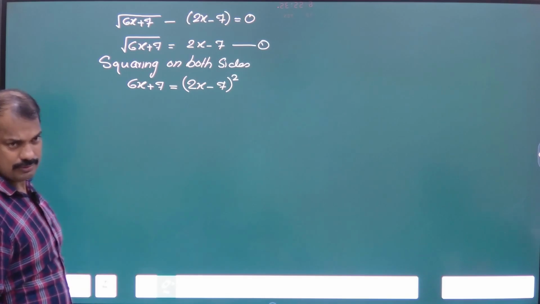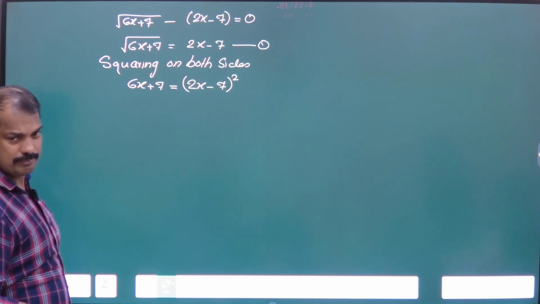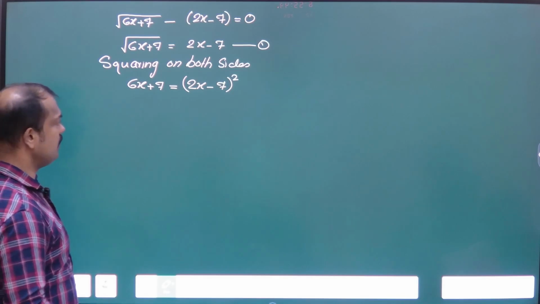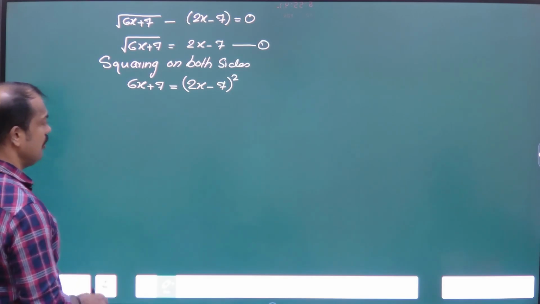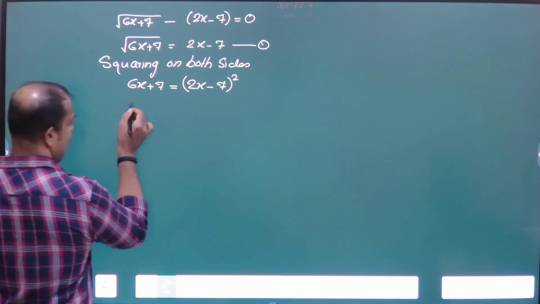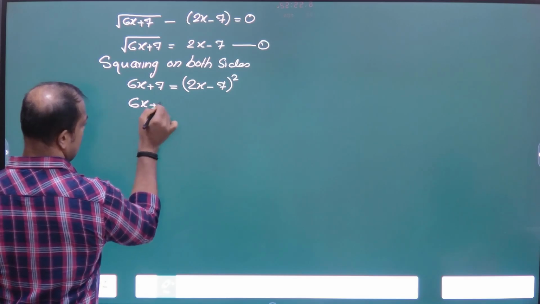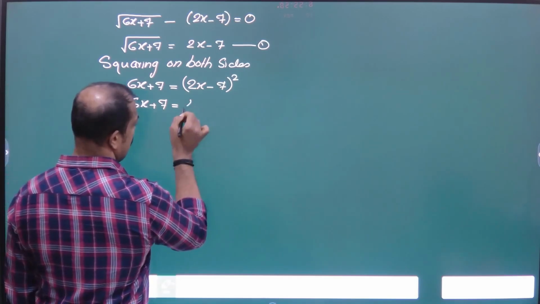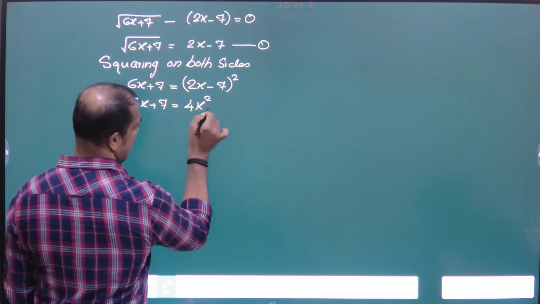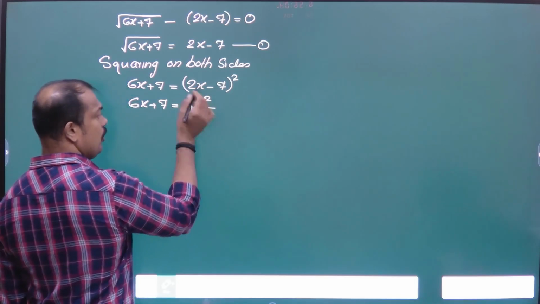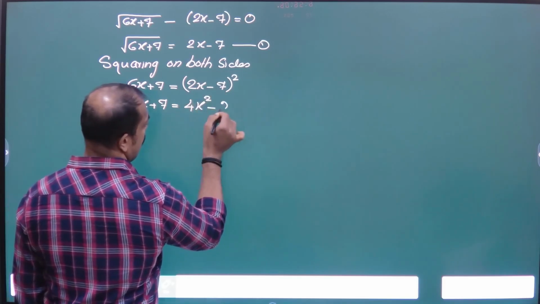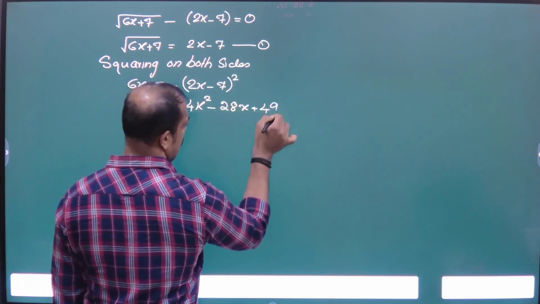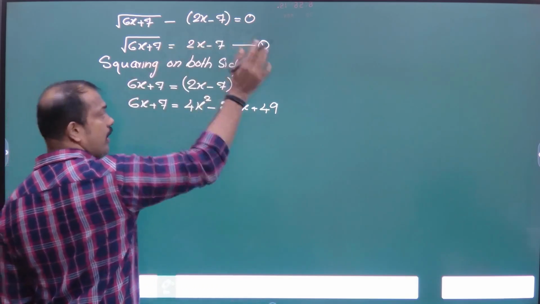2x minus 7 whole square. ये क्लियर है? Next, 6x plus 7 is equal to a minus b whole square. बताओ, 4x square minus 2ab, 2 into 2x into 7 कितना है? 28x plus 49. Shift all right hand side.